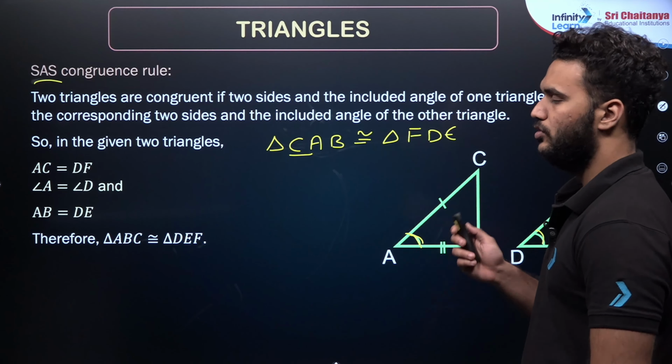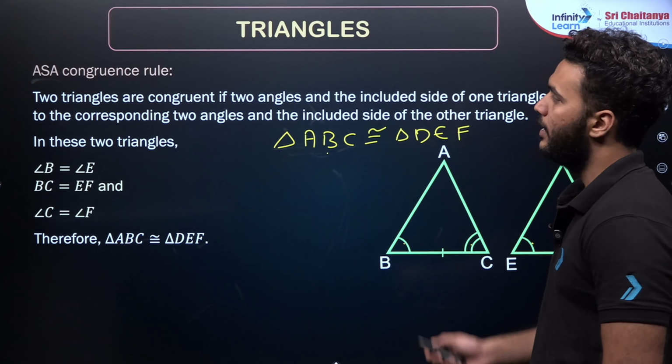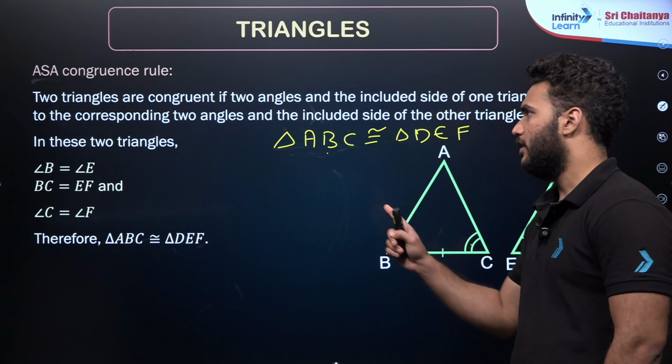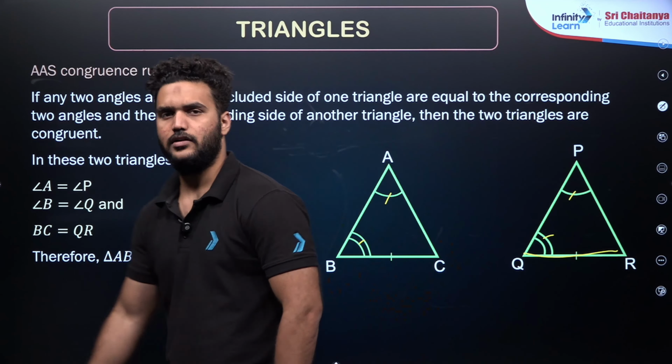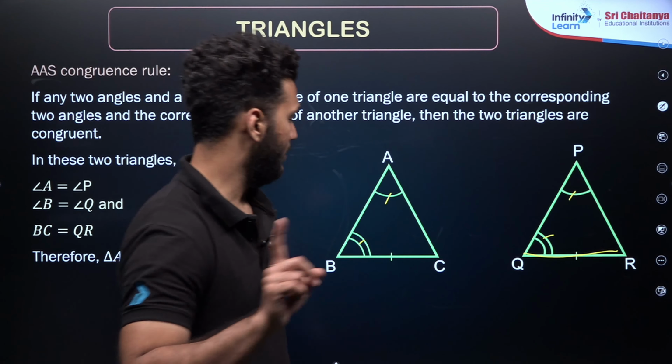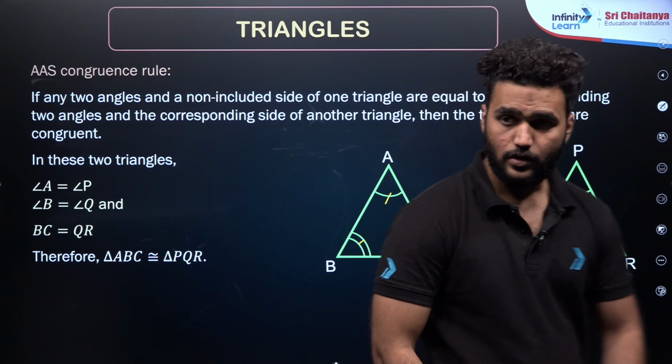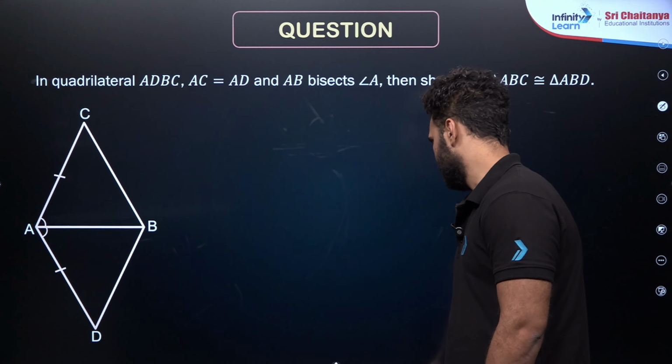SAS, two sides and the angle between them. ASA, two angles and one side between them, and double AS, two angles and any other side, not between them. Okay, so let's go for questions.